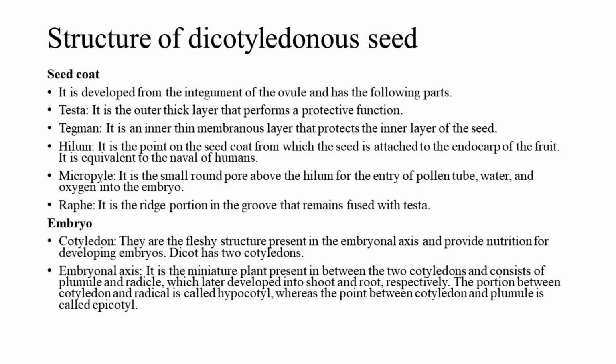Embryonal axis. It is the miniature plant present in between the two cotyledons and consists of plumule and radicle, which later develop into shoot and root, respectively. The portion between cotyledon and radicle is called hypocotyl, whereas the point between cotyledon and plumule is called epicotyl.